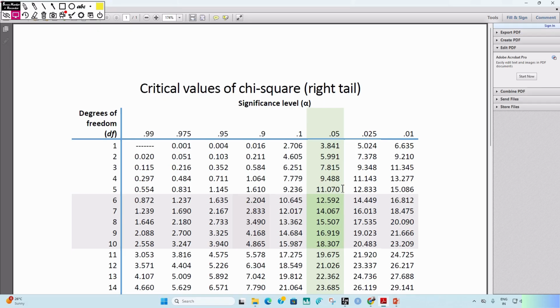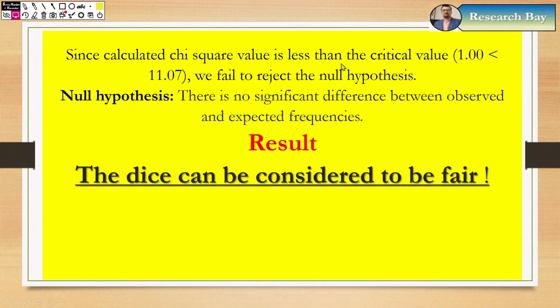So we have to compare this value against the calculated chi-square value in our case. In case the chi-square calculated value is more than this, then we reject the null hypothesis. Otherwise, we fail to reject the null hypothesis. Since the calculated chi-square value is less than the critical value, as the chi-square calculated value came out to be 1, which is less than 11.07, the table critical value, hence we fail to reject the null hypothesis. So, that means the dice can be considered to be fair.